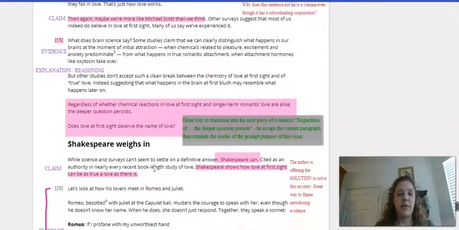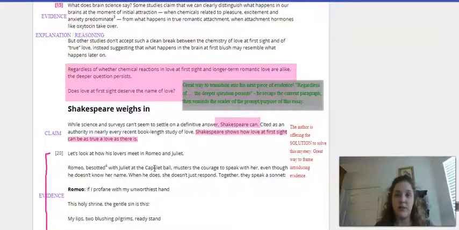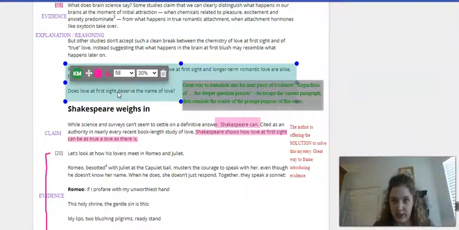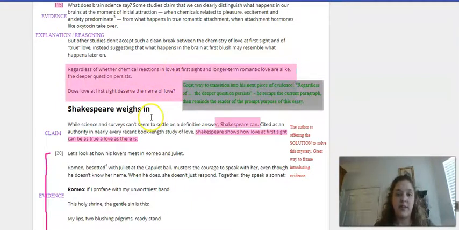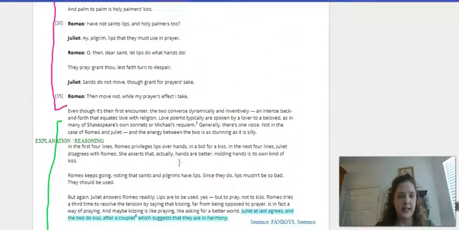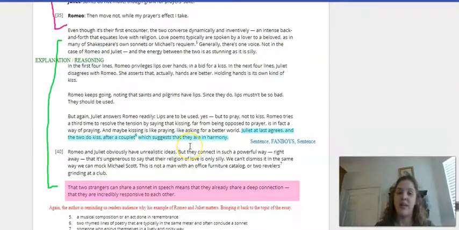Okay, and at the bottom of the science paragraph, I want to draw your attention to this really quickly, is they have a nice way that they transitioned into the next piece of evidence here. So they talk about the science, they kind of recap the science, regardless of whether chemical reactions exist. So he recaps that, and then he reminds you, the reader, of the purpose of his essay, which is, does love at first sight exist? And that was a nice transition into his next main piece of evidence, which is the Shakespeare one. So again, he has his claim, his evidence with the Romeo and Juliet, and then his explanation or reasoning where he explains how that evidence ties back to his claim and his position, which is that love at first sight exists.